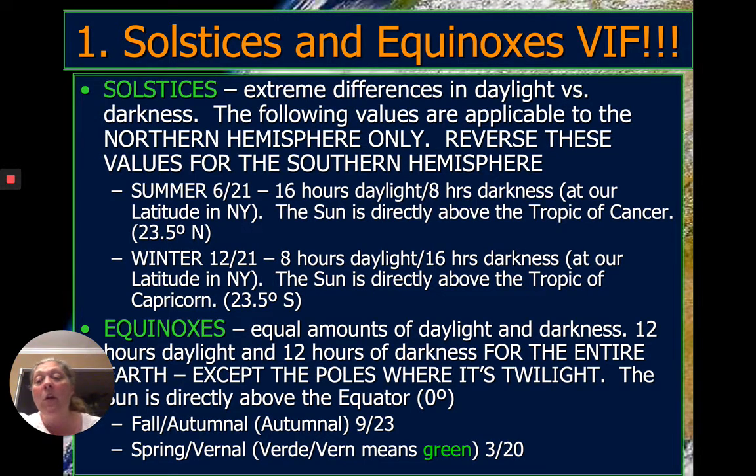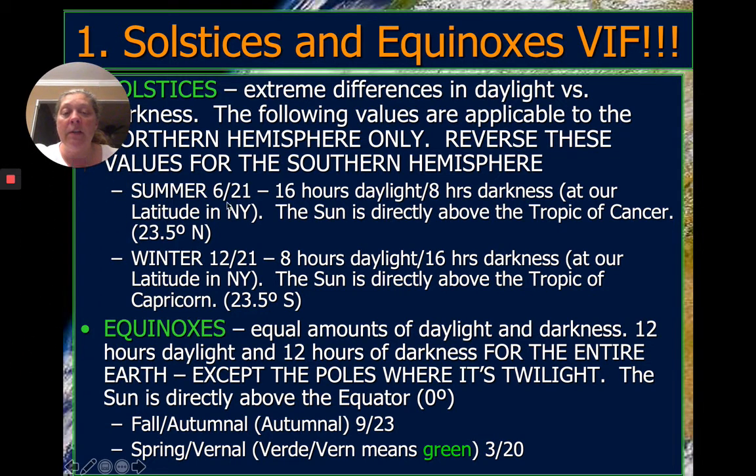Now, on the equinoxes, equi means equal, and nox means night. So equinox means equal night. What they're leaving out is the day. So on the equinoxes, there are equal amounts of daylight and darkness for the entire Earth. Everywhere on Earth is experiencing 12 hours of darkness and 12 hours of daylight, except the poles where it's twilight.